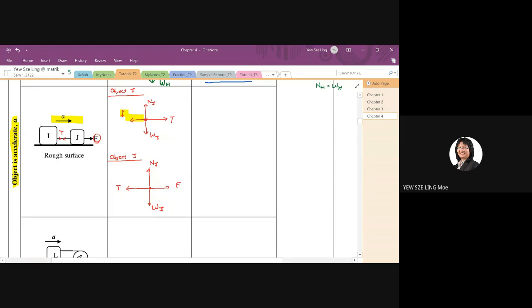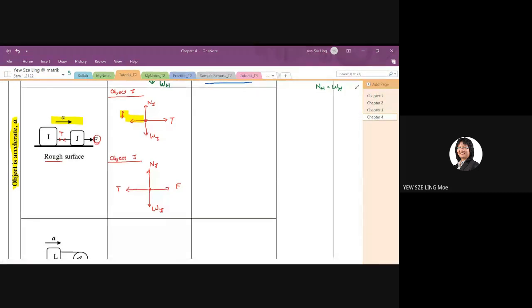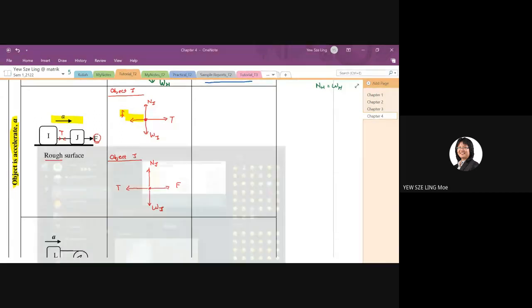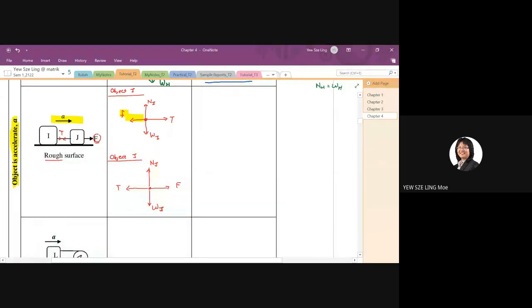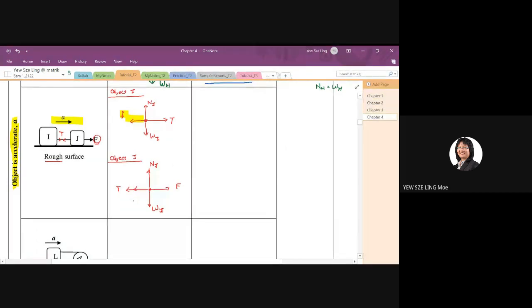And then behind it, there's a string. And this string is pulling object I. So you have a tension. And one force is missing. Now, for object I, you also include frictional force because of the rough surface. But don't forget, object J is also being placed on the same surface. Therefore, there should be another frictional force, F, in your diagram.